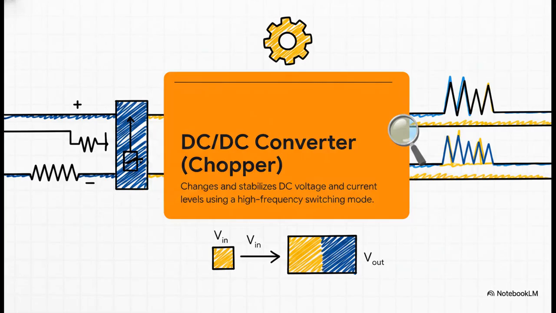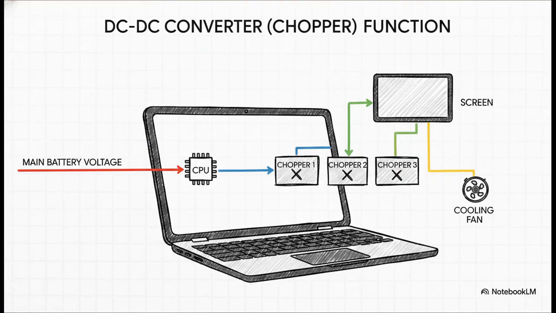Our third building block is the DC to DC converter, and it's often called a chopper, which is kind of cool. Its job is super simple but absolutely vital. It just changes one level of DC voltage to another. Think of it like a really, really efficient digital gearbox for electricity, stepping the voltage up or down exactly as needed.